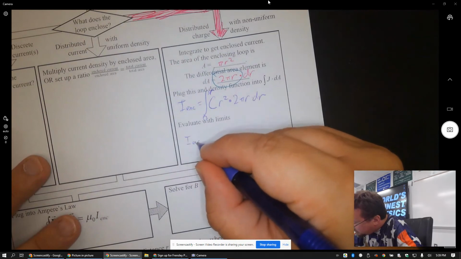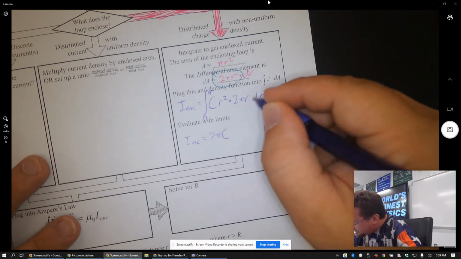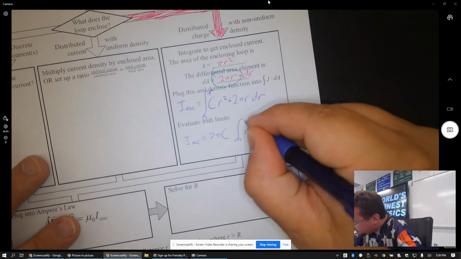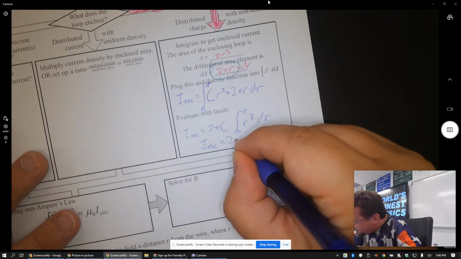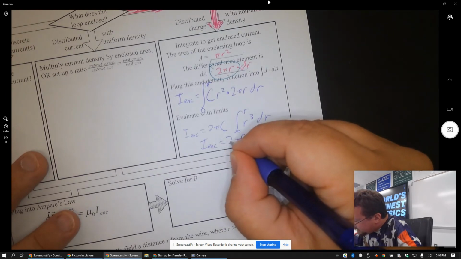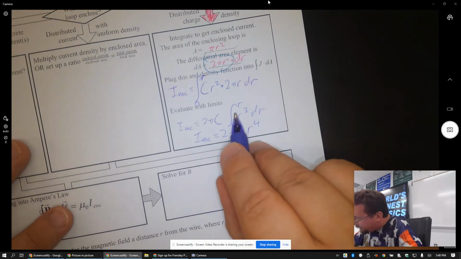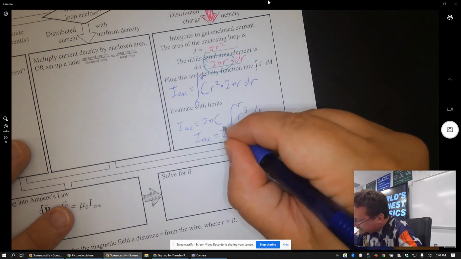So I enclosed equals 2 pi, and c can come out. Now I've got r cubed, integral from 0 to r dr. So the I enclosed is going to be 2 pi c times r to the 4th over 4, 1/4 r to the 4th. That's how an integral works. So with 1/4 r to the 4th, that 1/4 and that 2 is just going to become 1/2.